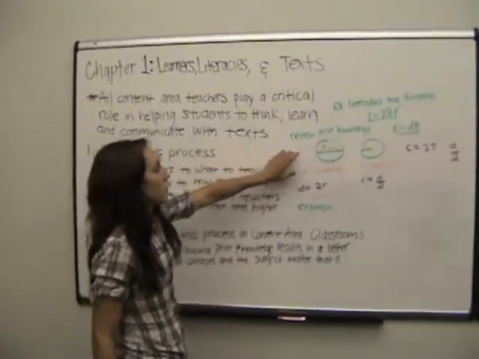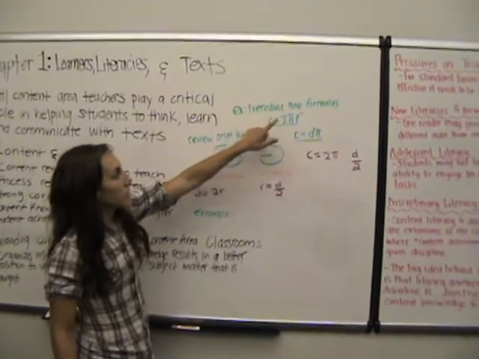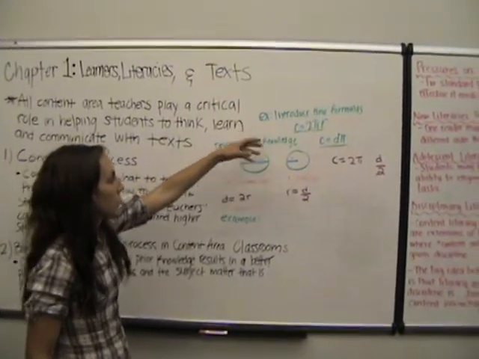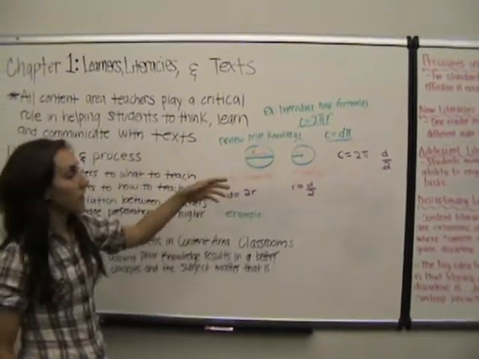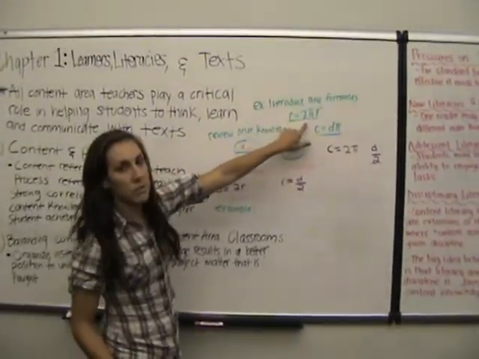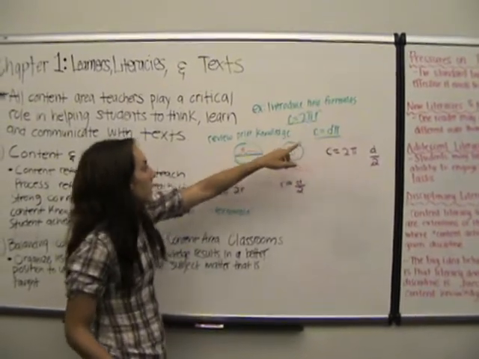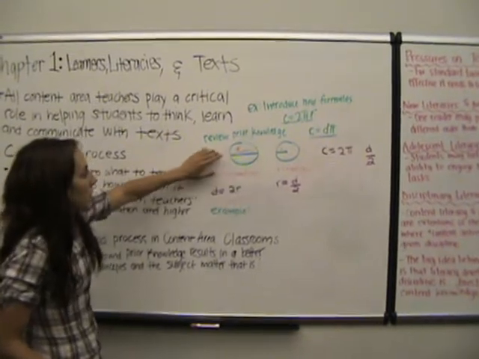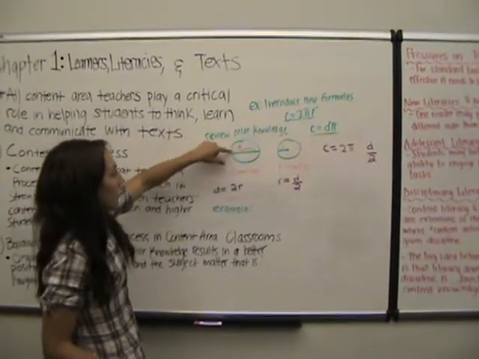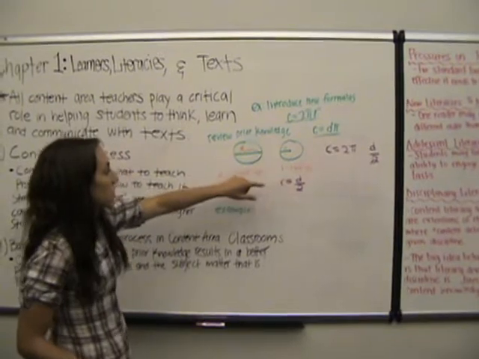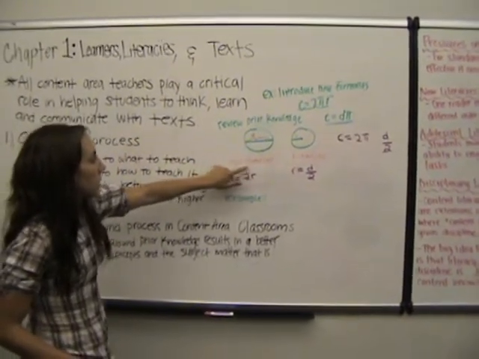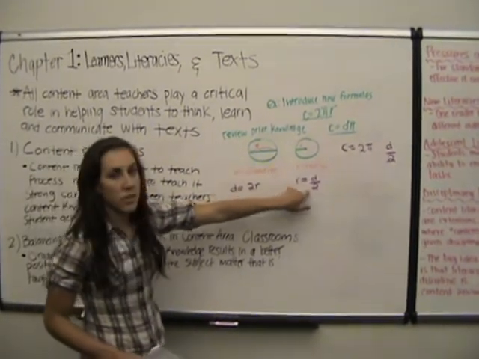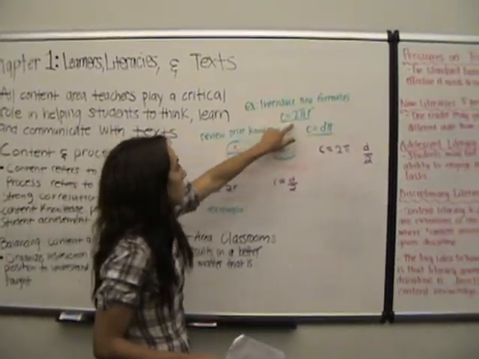So here's a little example. If we want to introduce a new subject or a new formula for math. So we have C equals 2 pi r, an important formula. Now, in order for me to start teaching this, I want to review prior knowledge. I'll give them a picture of diameter and a picture of the radius. I'm going to let them know that D equals diameter and R equals radius, giving them the previous formulas that they learned before. Now, C equals 2 pi r.